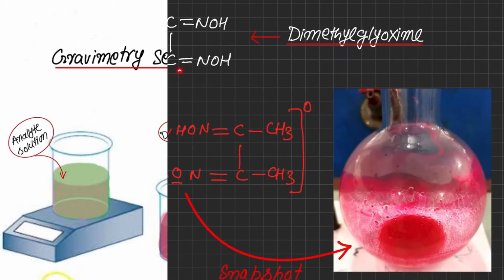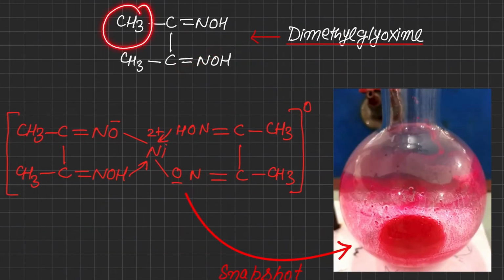So this is the structure of dimethyl glyoxime. As it contains two methyl groups, that is why the word dimethyl, and these are the oxime groups which are present, so that is why we call it dimethyl glyoxime, or DMG. As it is purely organic in nature, we will prepare a 1% solution in ethanol by taking 1 gram of DMG and dissolving it in 100 ml of ethanol. In this way we prepare its 1% solution.